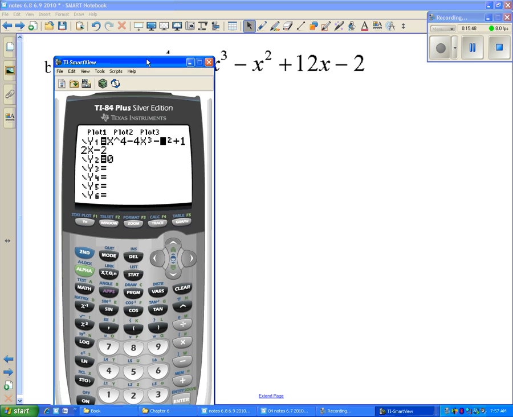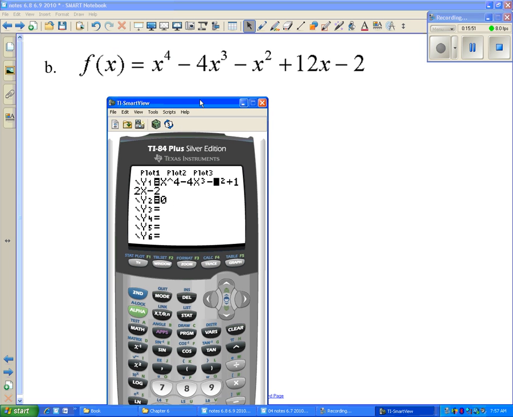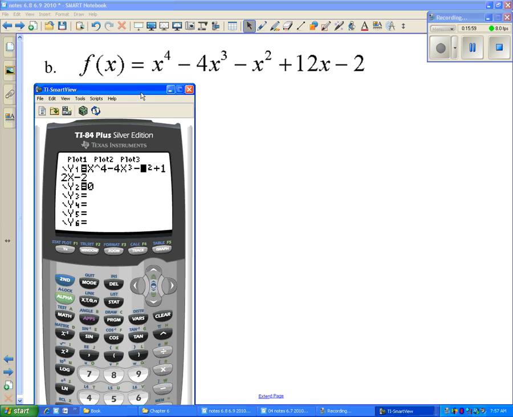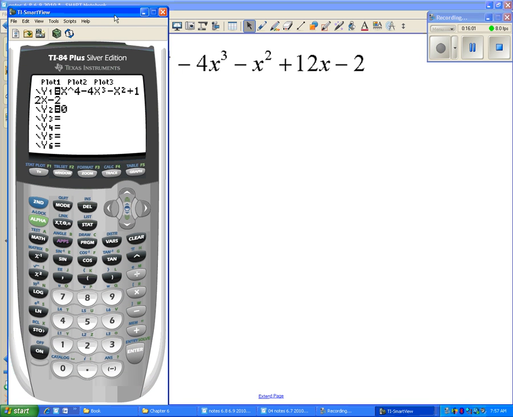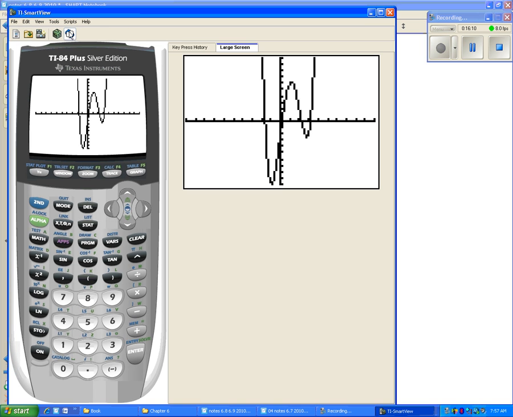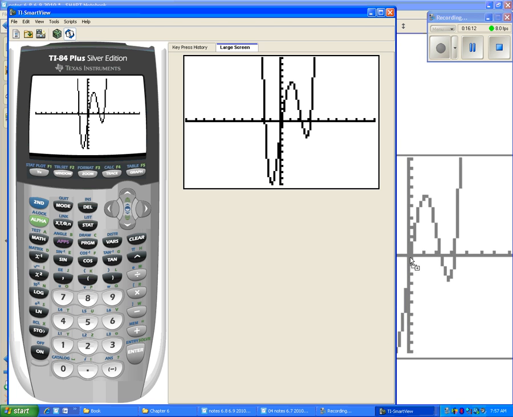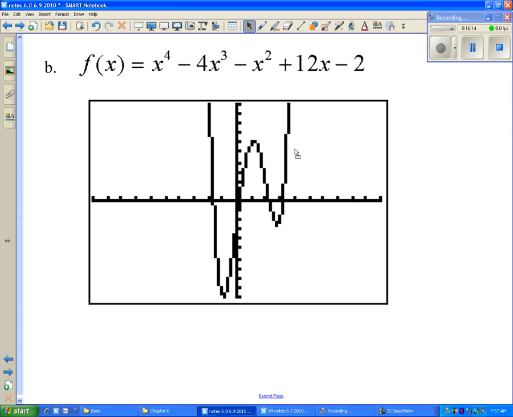So if I move it down here and check again, x to the fourth minus 4x cubed minus x squared plus 12x minus 2. Those are the simplest little mistakes that are going to kill you every time. You have to make sure you do it right. Let's go ahead and graph it. I'm using a standard graph, negative 10 to 10, negative 10 to 10. I can see all my points, which is good. I'm going to go ahead and make the big window so I can kind of work my way through this.